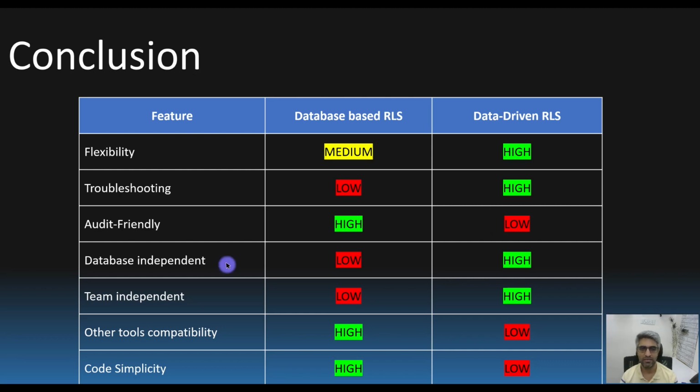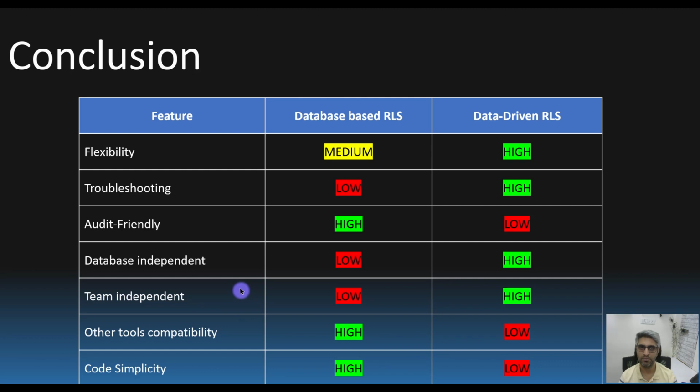Coming to the fourth point, database independence. How dependent are you on the database technology? Database-based RLS is 100% dependent on the database. Whether you're using SQL Server or Postgres or something else, the database has to give you those features. Otherwise, you simply cannot set up a database-based RLS. Whereas the data-driven RLS is completely database independent. The only thing you need is that the database must support SQL and functions. As long as both of these are available, you can easily set up your RLS.